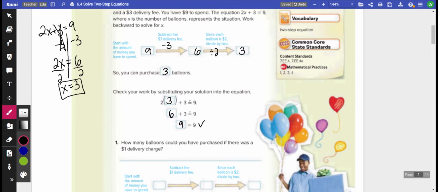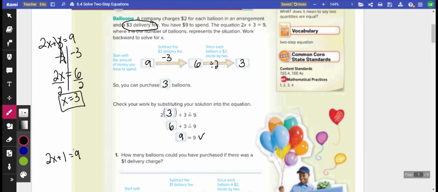So number 1 says, how many balloons could you have purchased if there was a $1 delivery charge? So that means our equation becomes 2x plus 1 equals 9, because the original delivery charge was $3, if we look up at the top. So now it's $1.